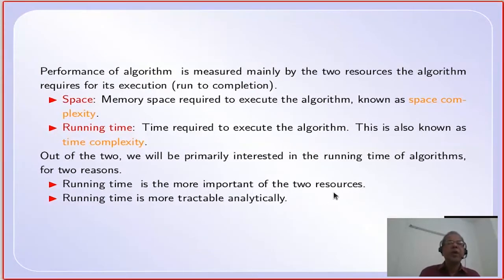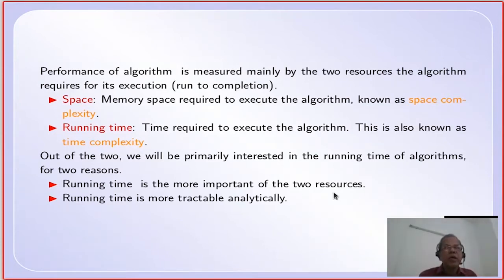Those two words are important. Space complexity and time complexity. By complexity, we mean efficiency or performance. Note this word. Complexity does not say how complex or complicated the algorithm is. Complexity is a technical word for efficiency or performance of the algorithm.